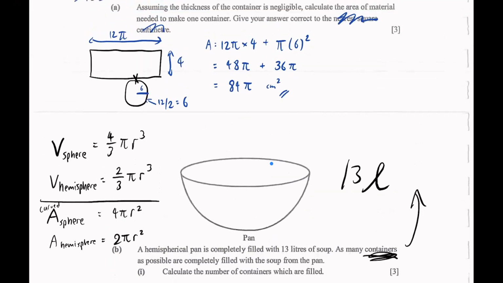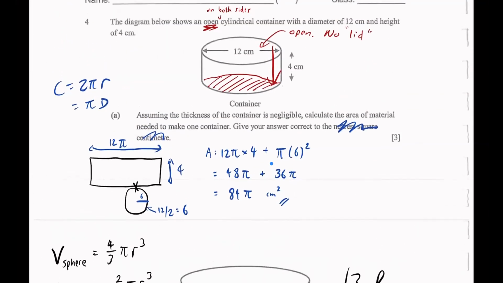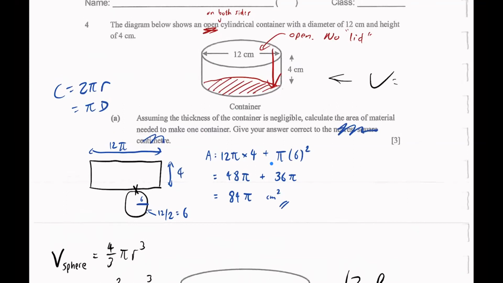What would it be? V equals? How to find the volume of this cylinder? Pi r squared times 4. 36 pi times 4. Correct. Oh, you're talking about this one. Yes, pi r squared times 4.